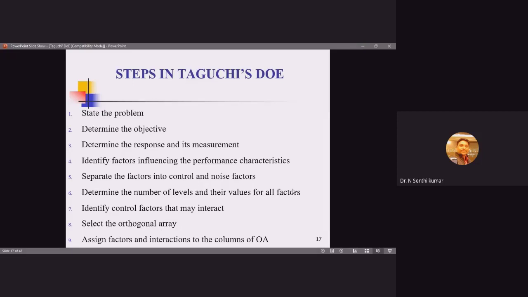Then assign factors and interactions to the columns of the orthogonal array. So no need to panic about this. If you are going to have a software, the software will take care of all these things. Just enter the values, and the software will formulate the interaction effect, the normal things, the array and all, it will take care of.